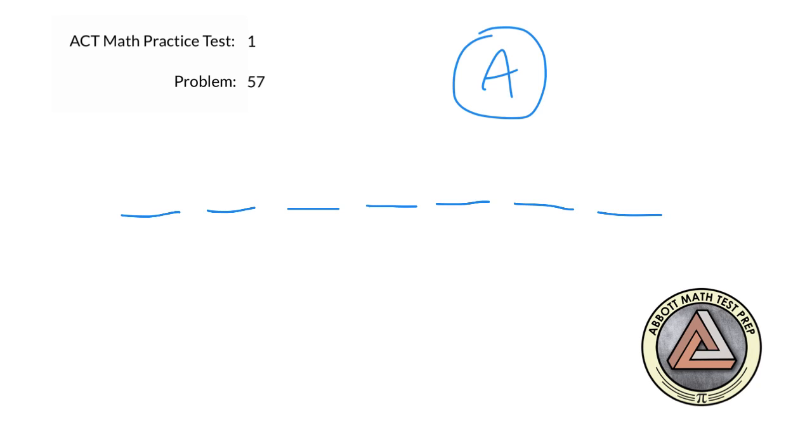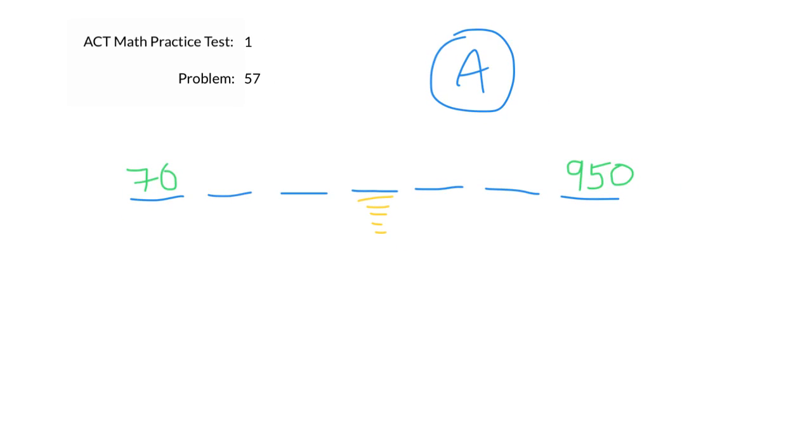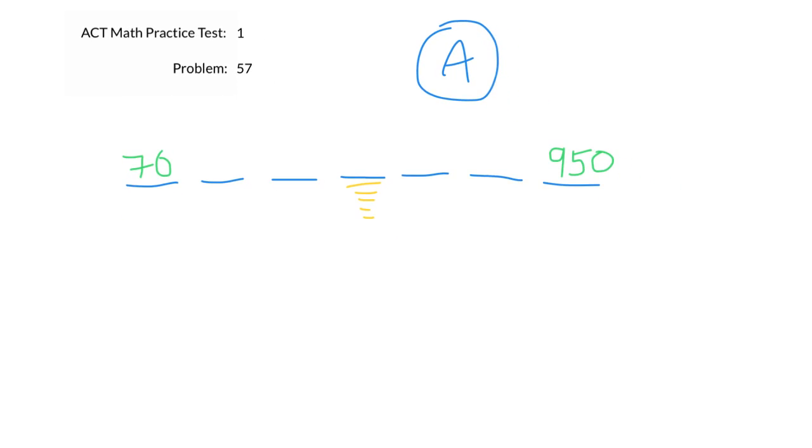Let's say that the first number is 70, and we will say that the last number is, let's get a little crazy, 950. And what they want to know is, what is the median of these 7 numbers? So how could you go about that in a way that would be systematic, well organized, and efficient?